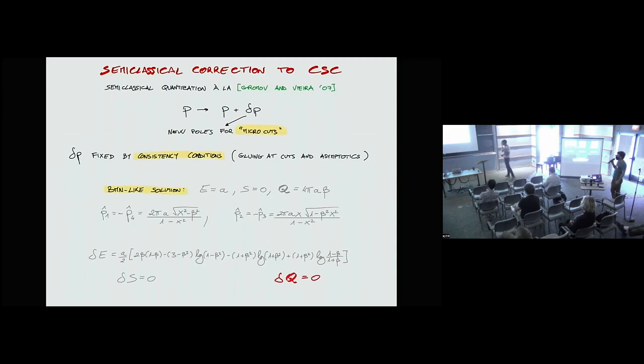No, so first of all, this method of Gromov and Vieira is very nice, but because it's so powerful, it's difficult probably to see what could go wrong. And as I said, the only ingredient that enters is essentially the classical spectral curve itself. You don't need anything else. Everything is fixed starting from that. So if you have two models that share the same classical spectral curve, you will have the same result.